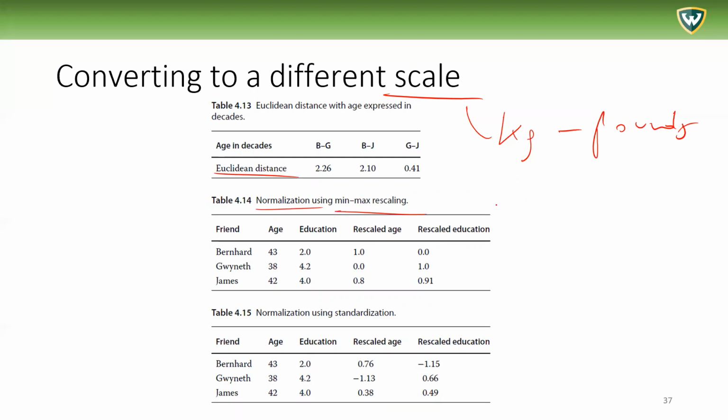For example, normalization using min-max rescaling. Maybe you have data with 3 records or more, 3 or 300, and you have education information. The lowest education is 2, and the highest education is 4.2 years. So you can normalize that data so the minimum is going to be 0, the maximum is going to be 1, and everything else falls in between. That's a way to normalize or standardize the data based on a particular measure, in this case, minimum and maximum values.